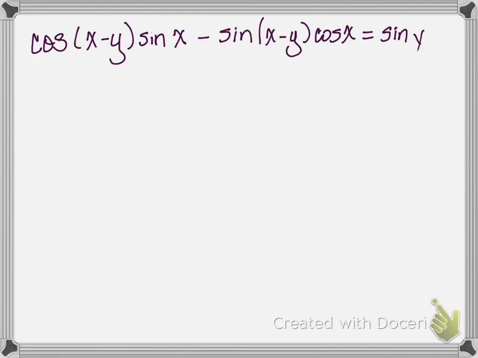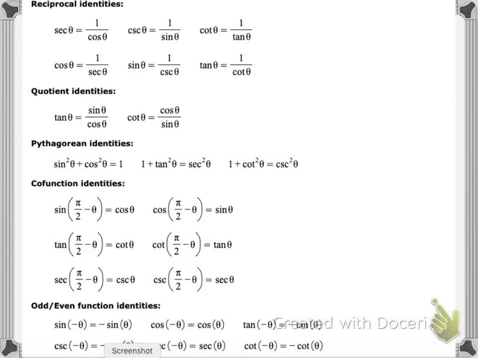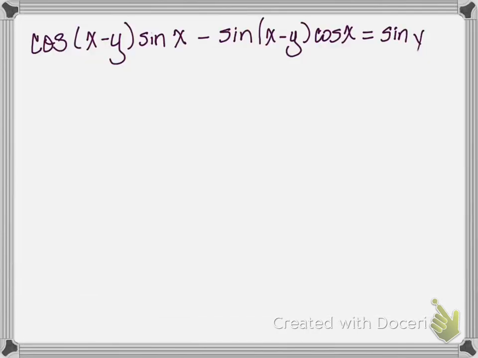We are going to focus on proving trigonometric identities using the sum and difference properties. Again, with any of the trigonometric identities that we're proving, we want to have our sheet in front of us with the sum and difference formulas, as well as our reciprocal identities, quotient identities, Pythagorean, and odd and even functions. So we definitely want to have these close by as we are solving these.